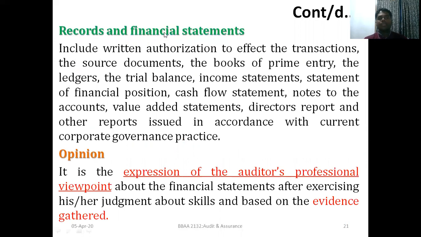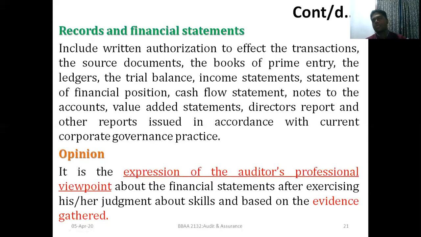Third one is their records and finance statement. Normally when the auditor comes to the company, the person starts to check the documents. Other documents are checked by the auditors, all the records and finance statement. Don't think that only the auditor checks the finance statement. In addition to the finance statement, the auditor checks all the records, but on a random basis.